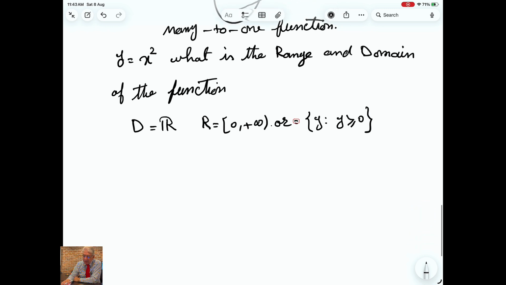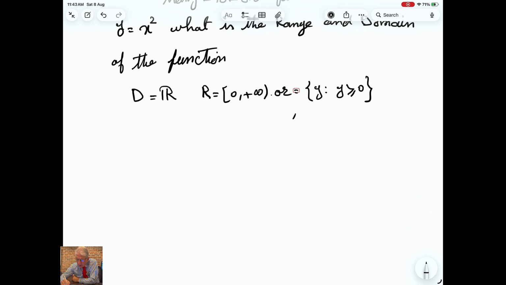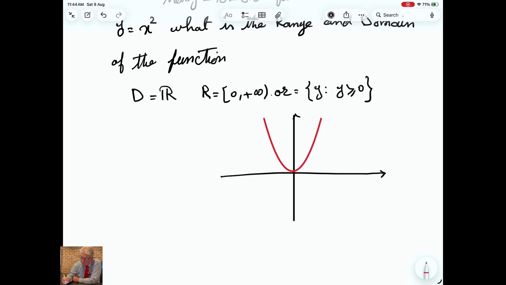You know the graph of this, you have studied it, or maybe you have seen it in previous classes. The graph is a parabola. Okay? Y equal to x squared, and here the x-axis, here the y-axis.